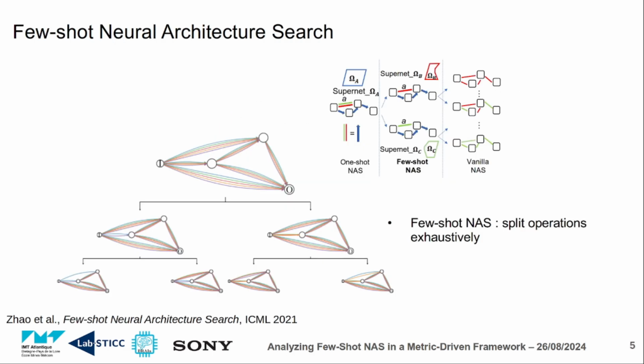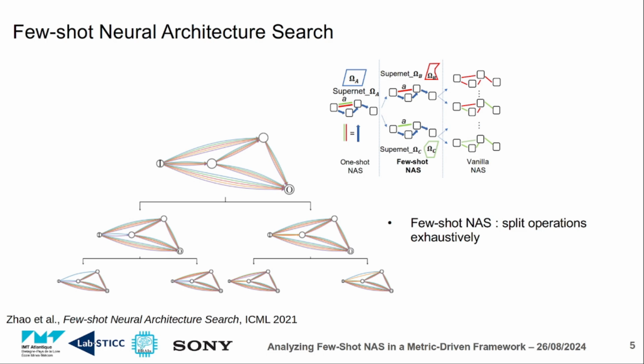Few-shot neural architecture search was introduced to reduce the impact of weight sharing. The few-shot NAS paradigm is a middle ground between a one-shot neural architecture search with a single training and vanilla neural architecture search with exhaustive evaluation of all the candidates. The search space is divided into several sub-supernets, each with reduced weight sharing compared to the whole supernet. The question is then, how to find the best split of the search space into a given number of sub-supernets?